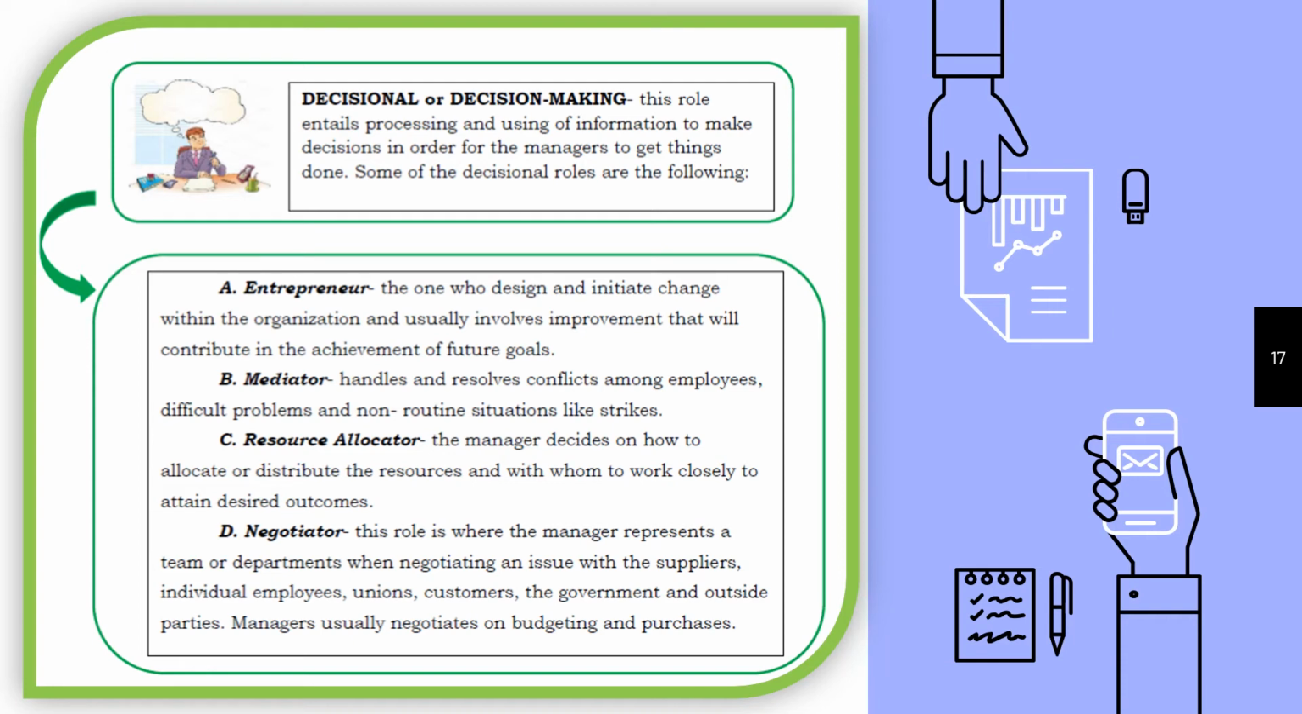Resource allocator is the manager who decides on how to allocate or distribute the resources and with whom to work closely to attain desired outcomes. And next is negotiator. This role is for the manager who represents a team or departments when negotiating an issue with the suppliers, individual employees, unions, customers, the government, and outside parties.